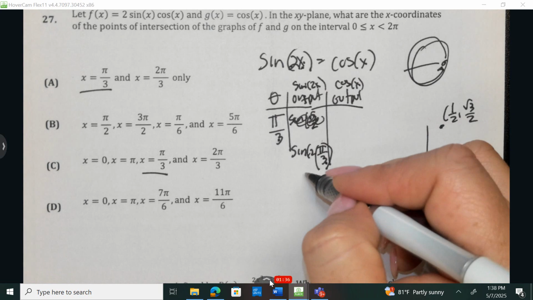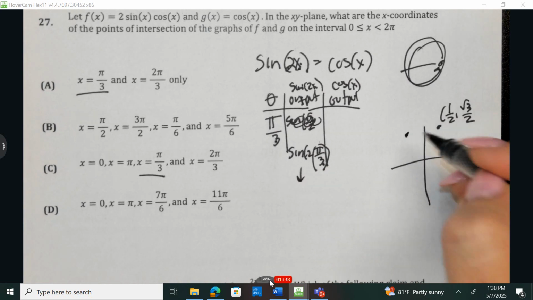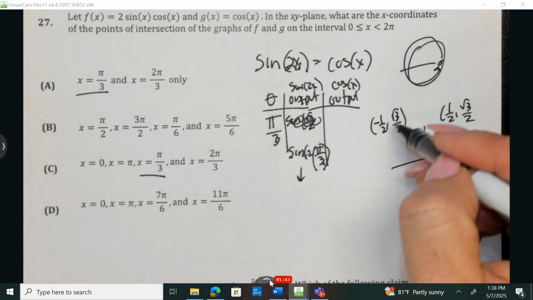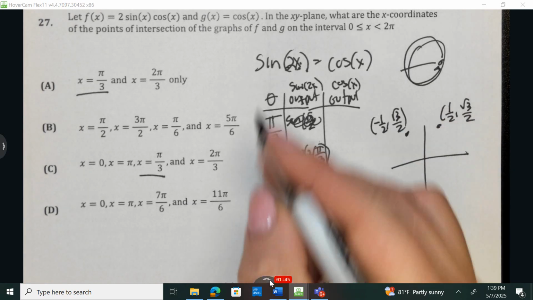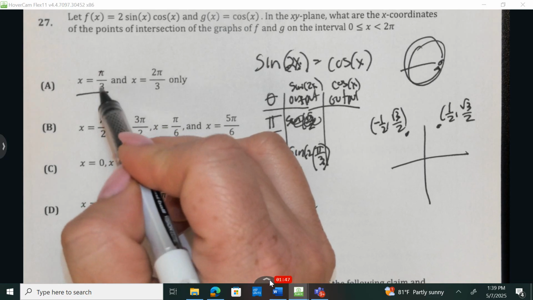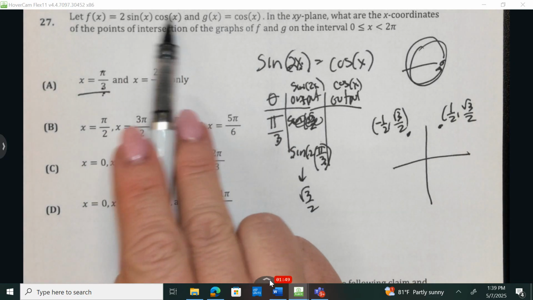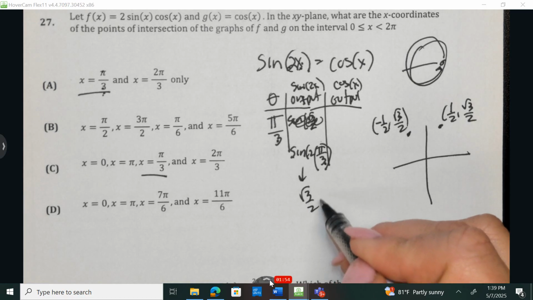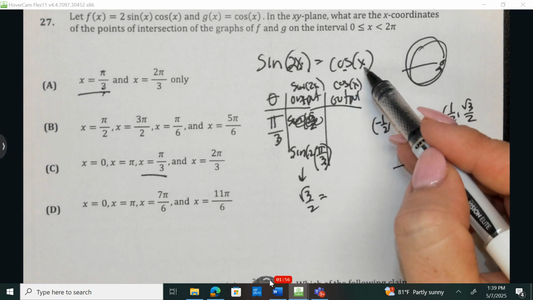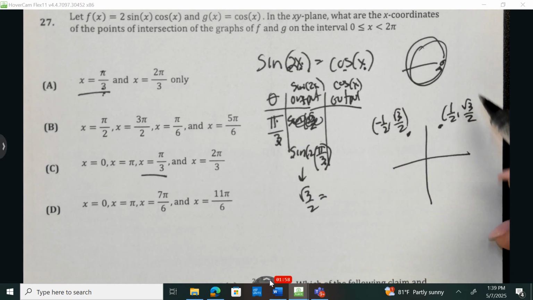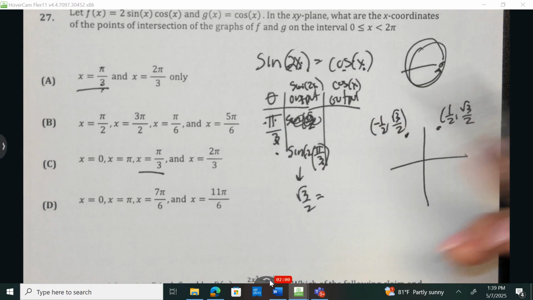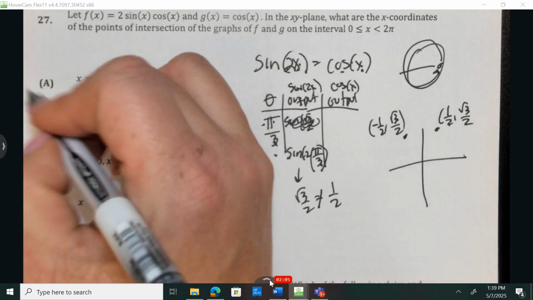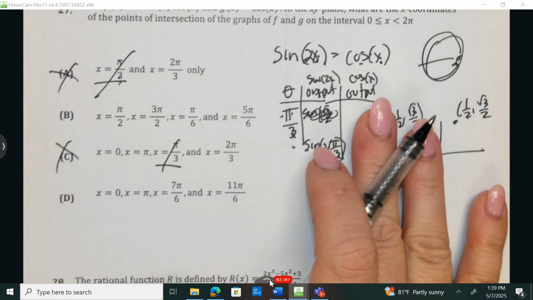So where's 2 pi over 3? It's right here. The ordered pair here is -1/2, the square root of 3 over 2. So what is the sine? It is the square root of 3 over 2. So when I input pi over 3 on the left-hand side, because this is equivalent to the sine of 2x, I get a positive square root of 3 over 2. Now, what is the cosine of pi over 3? Well, the cosine of pi over 3 is simply 1/2. These are not equal. That means pi over 3 doesn't work.